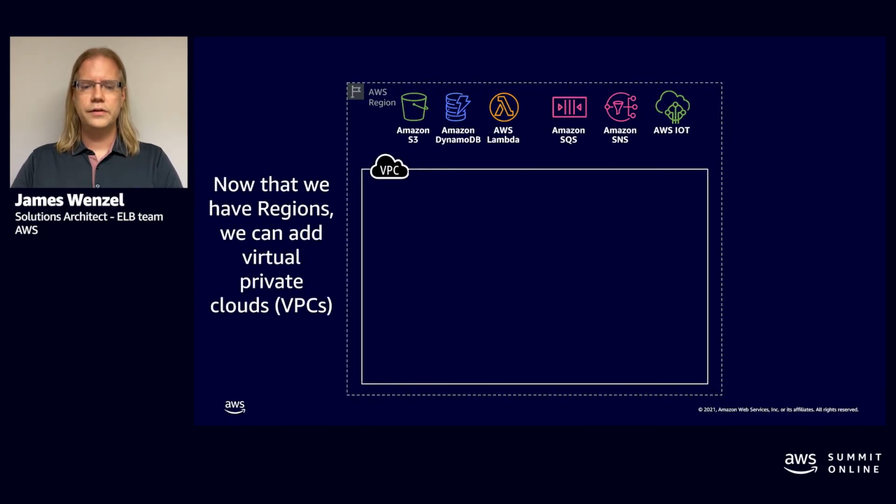Now that we have regions, we need to add something called a VPC, or a virtual private cloud. A VPC is an area or a boundary that you set up around your workload and around your network that keeps everything private and only allows ingress and egress to that network on your level or your control. So if you want someone to come into your network, you have to explicitly allow it. And if you want something to go out to the internet, you explicitly have to allow it.